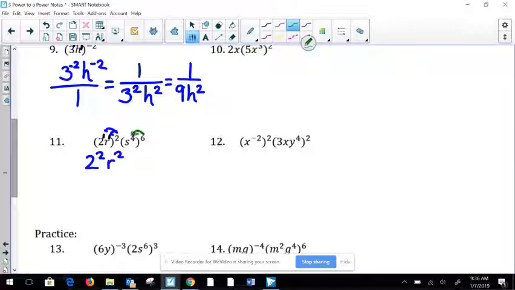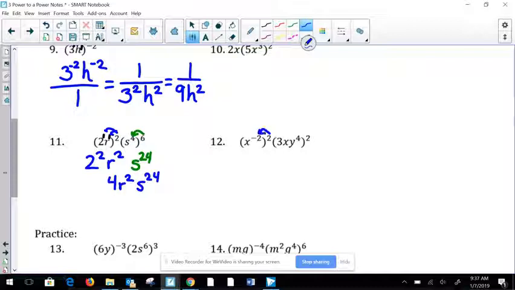Now I'm going to go on to my second parenthesis. This 6 gets distributed to the 4. So I have an s. And what is 4 times 6? 24. Great. Now, if I look here, I've got nothing more to combine together, so I can just simplify. 2 squared is equal to 4, and I have my r squared and s to the 24th power. I have no negative exponents, so I am done. Now I'm going to go on to number 12.